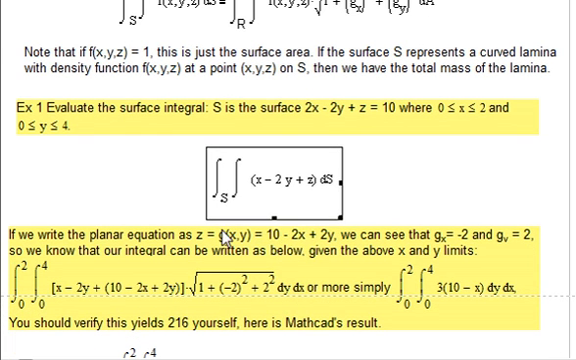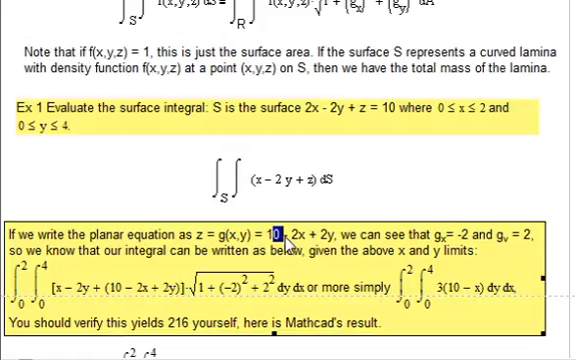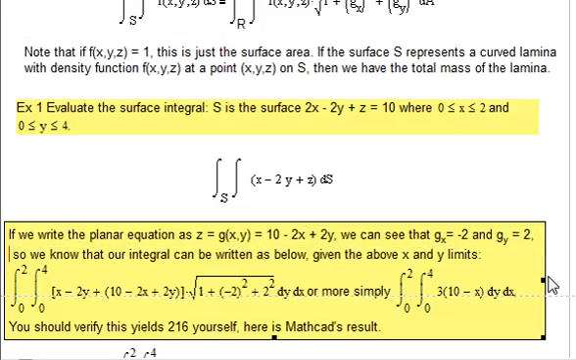Okay, this g of x, y, if we solve this equation for z, z is 10 minus 2x plus 2y, and so that's what we're going to use for our z. And we can see the partial of this with respect to x is negative 2, and the partial of it with respect to y is positive 2.